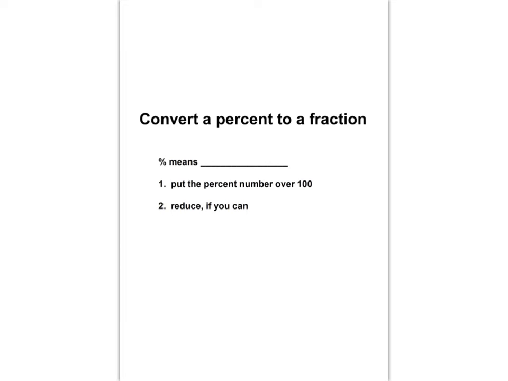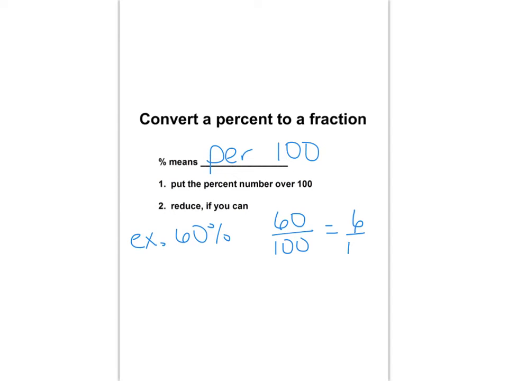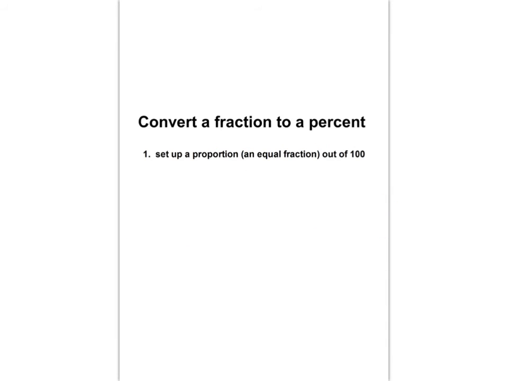To convert a percent to a fraction, percent literally means per 100. So all we do is put that percentage over 100. For example, 60%. That means 60 per 100. Those can be divided by 10, and then they can be divided by 2. Or you could have divided by 20 to get there in one step.